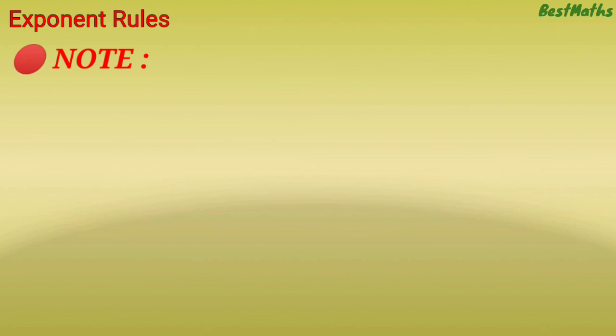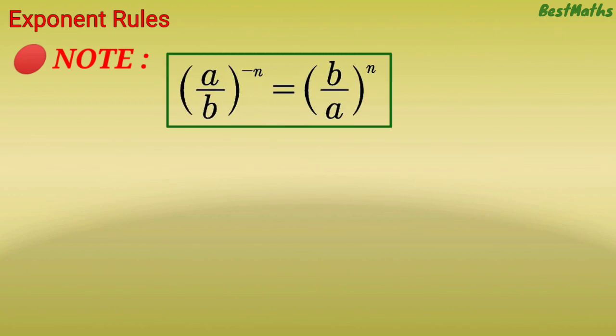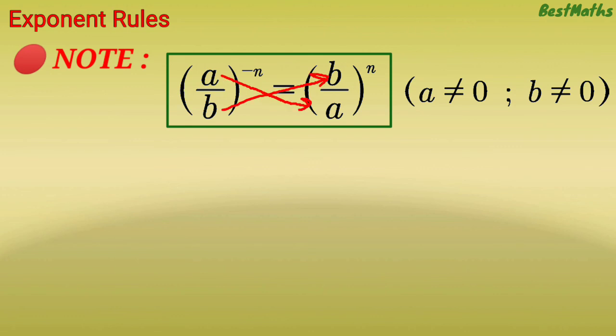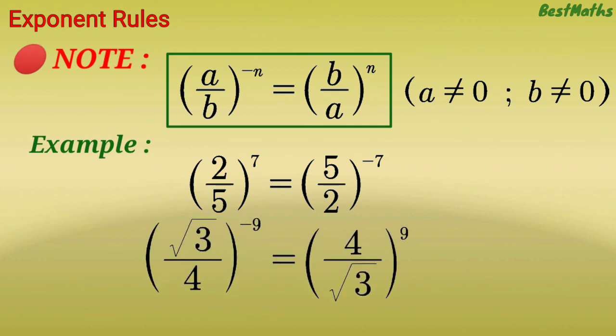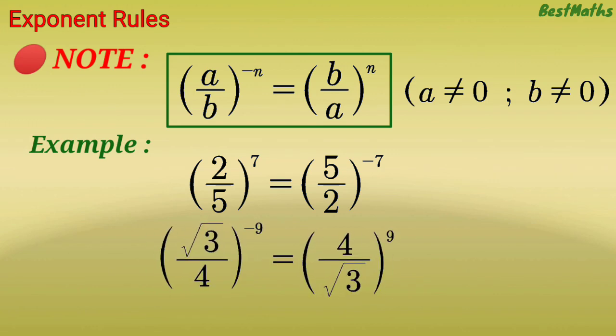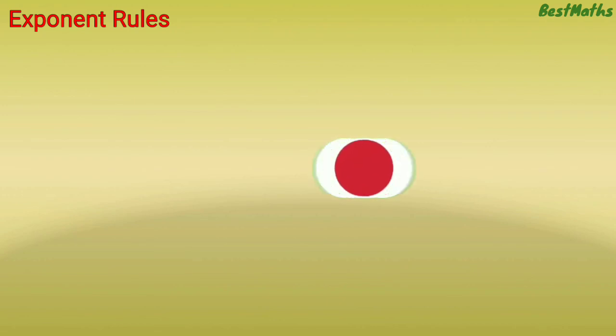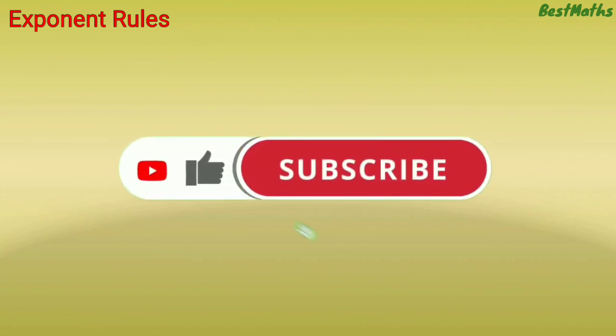We will finish this video with a note. A over b to the negative n is the same thing as b over a to the n, with a and b non-zero reals. When the base is in the form of a fraction, we can flip the fraction, but on condition of changing the exponent sign. For example, 2 over 5 to the 7th is equal to 5 over 2 to the negative 7. For example, square root of 3 over 4 to the negative 9 is equal to 4 over square root of 3 to the 9.